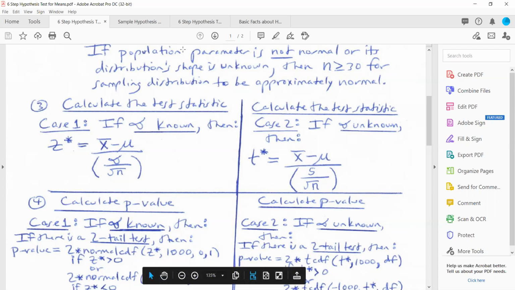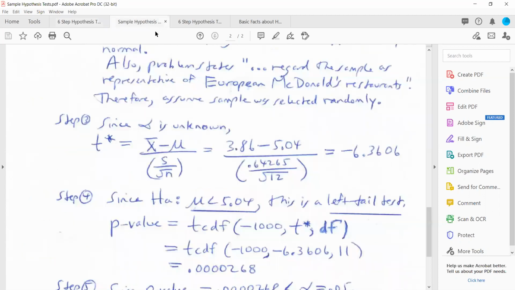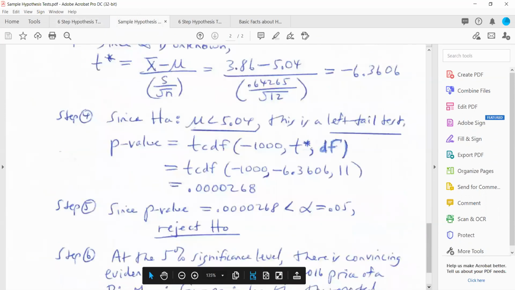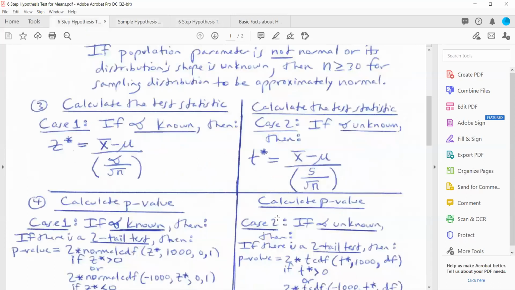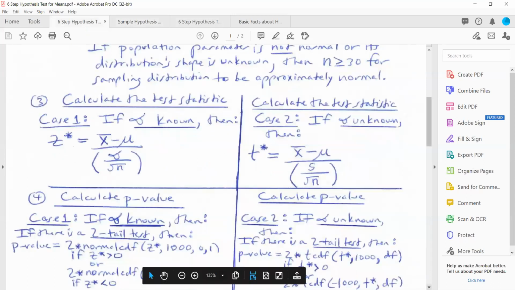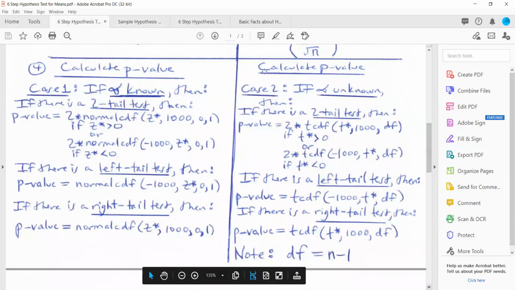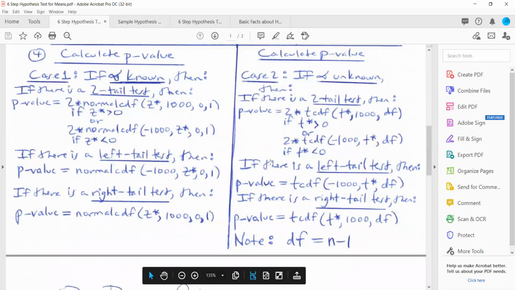Go back to the problem. Step 4. Since the alternative hypothesis says less than, this is a left tail test. Therefore, I'm going to use case 2 for the p-value. Let's look back at the p-value case 2. Excuse me, it's a left tail test, not right tail. So if there's a left tail test, this is what I use for the p-value right here.